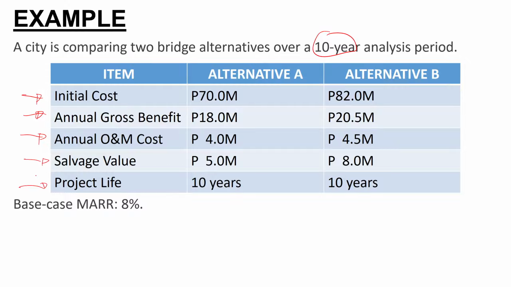And we know that these items are uncertain. They change. Initial cost may increase or decrease. The benefit might increase or decrease, same as well with the rest.